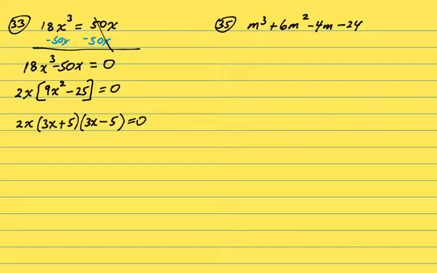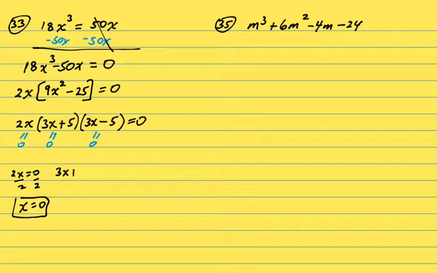You need to make each of these factors equal 0. It's called the zero product theorem. If two things, or in this case 3 things, are multiplied together and equaling 0, at least one of these has to equal 0. So if 2x equals 0 and I divide by 2, one of my answers is x equals 0.